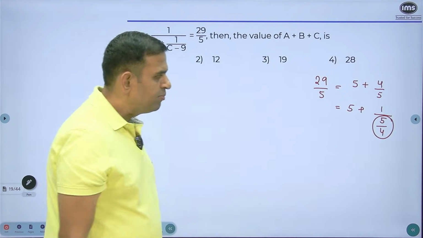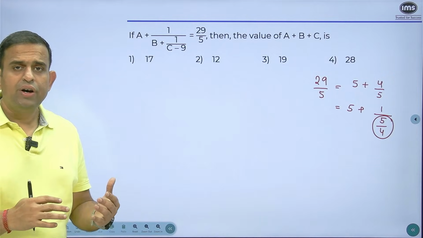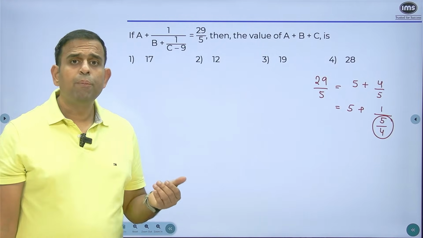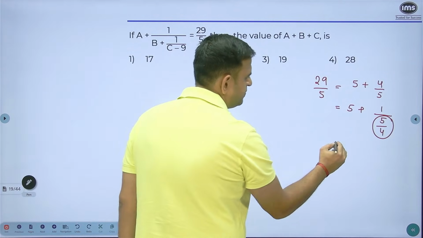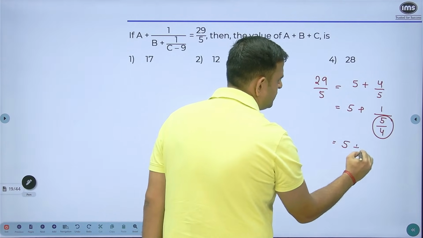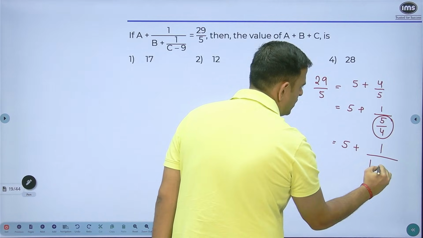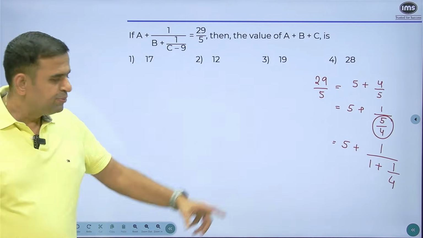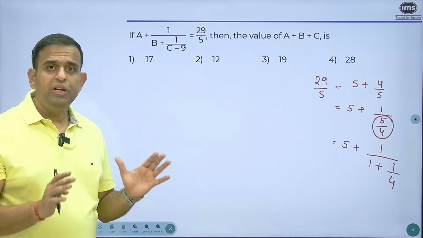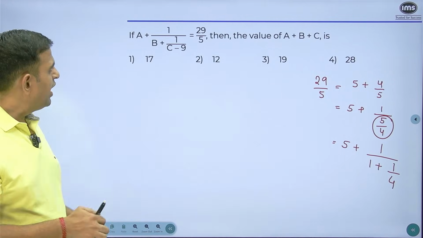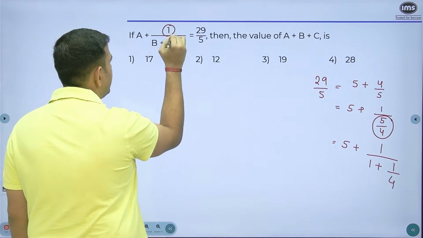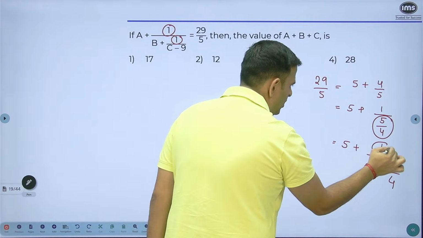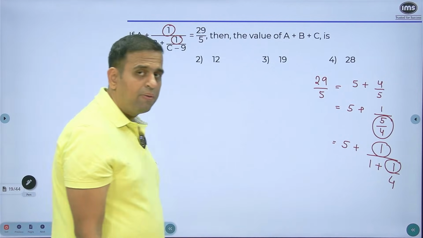Now, if you look at this term, 5 by 4, I will again convert this into a mixed fraction. So 5 by 4 would mean 1 plus 1 by 4. And then this term happens to be in the form which I need. This is a 1 here, this is also 1 here, and we have got the required format. So now we can make a comparison.